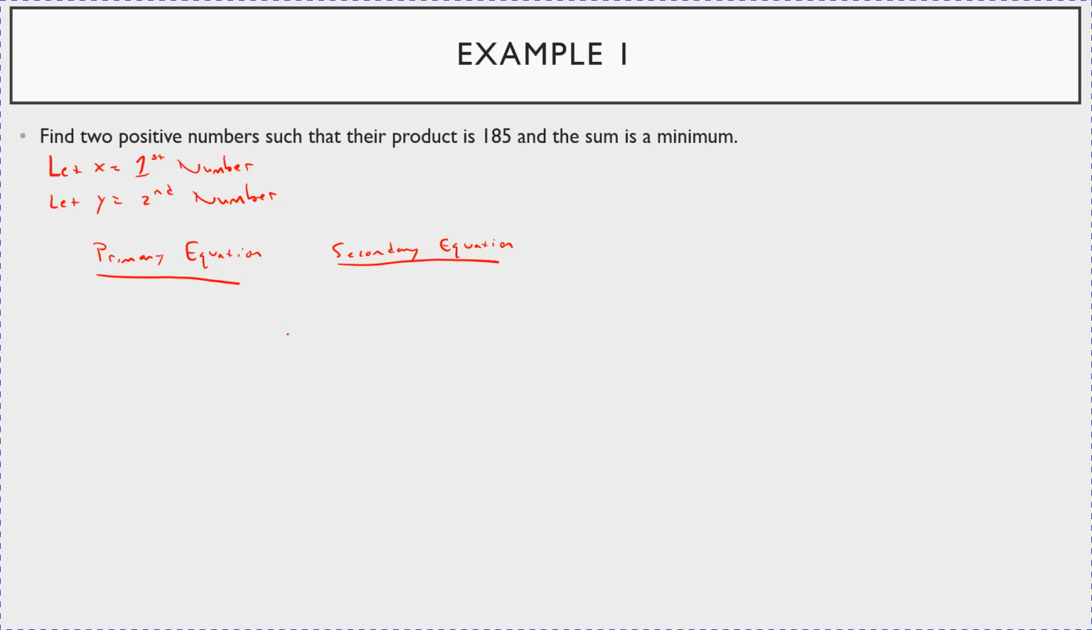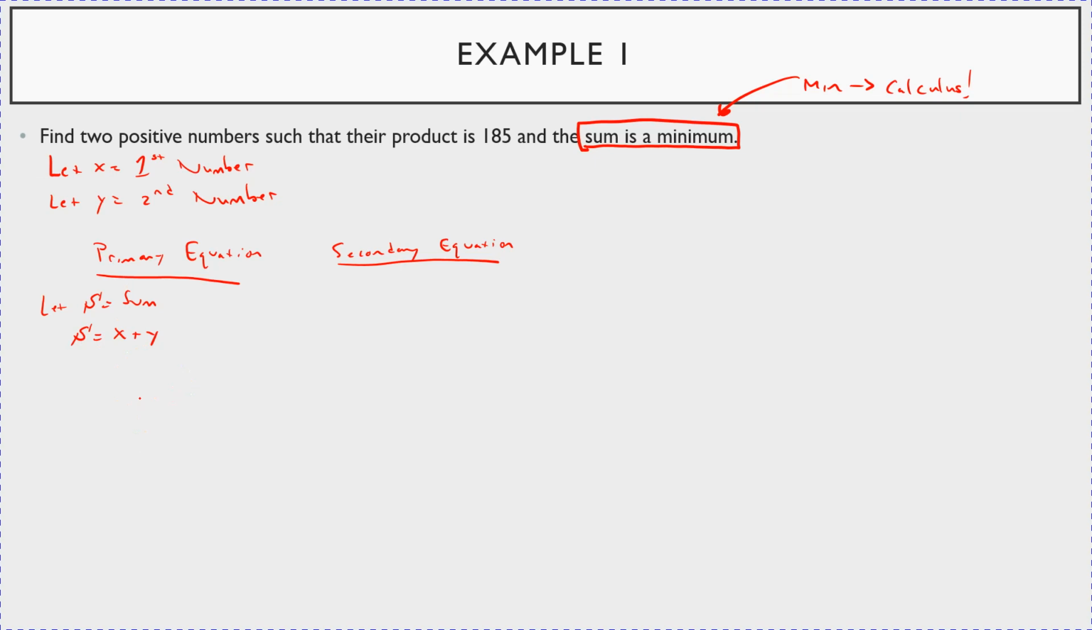The primary equation is the equation that you want to apply the calculus to. You want the sum to be the minimum. So the sum of these 2 numbers is the minimum. That's the calculus part. So I'm going to let the variable s equal the sum, and s is equal to x plus y.